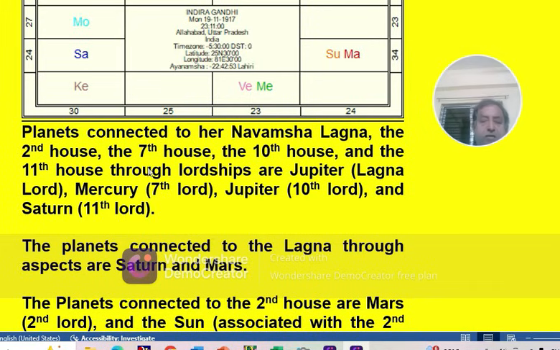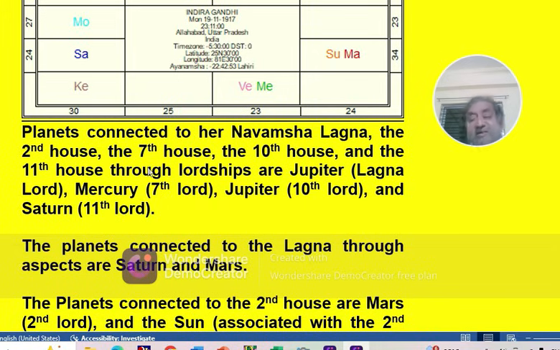Planets connected to her Navamsha Lagna, the 2nd house, the 7th house, the 10th house and the 11th house through lordships are Jupiter, Lagna Lord. When Pisces is the Lagna, Jupiter is the Lagna Lord. Mercury: when Pisces is the Lagna, Virgo is the 7th house and Mercury is the 7th Lord.